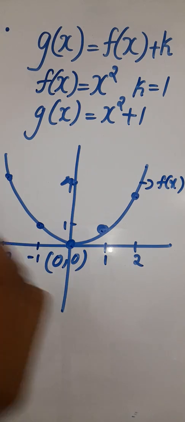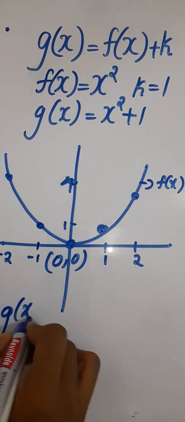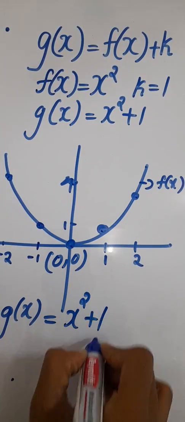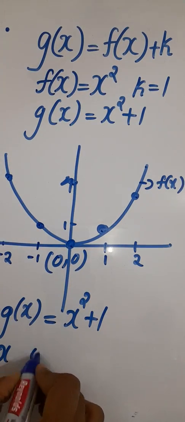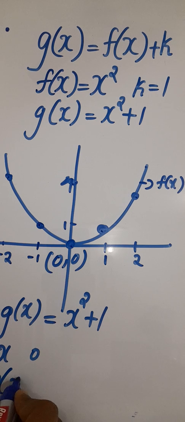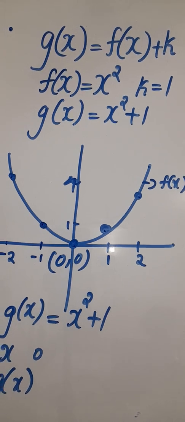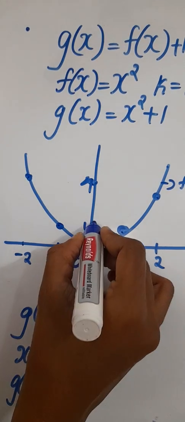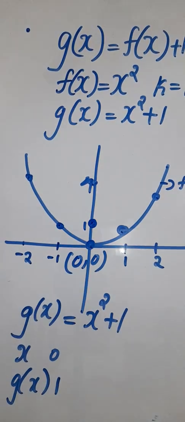Let us plot g of x now. g of x equals x squared plus 1. So when x is equal to 0, we get g of x to be equal to 0 squared plus 1, which is 1. Hence we get the point (0, 1) on g of x. So this point is on the curve g of x.